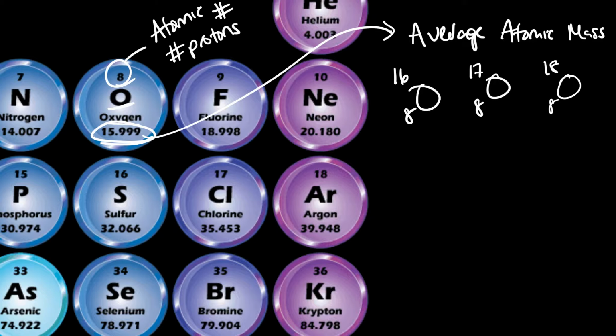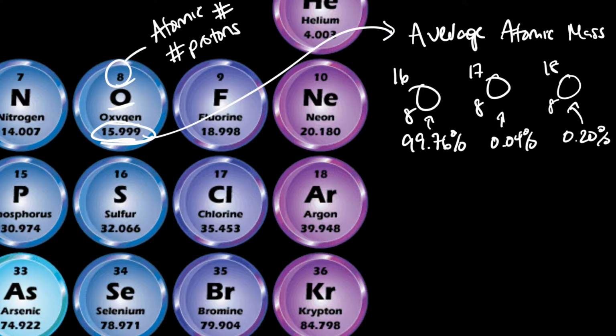Of all the oxygen that we found on planet Earth, about 99.76% is oxygen 16, about 0.04% is oxygen 17, and about 0.20% is oxygen 18. Since each of these isotopes has a different amount of abundance on planet Earth, the average atomic mass is basically the average of the masses of all the isotopes.